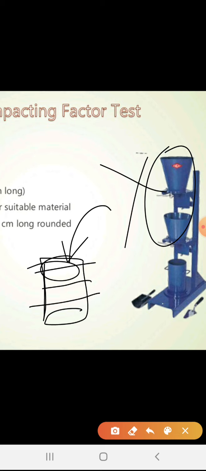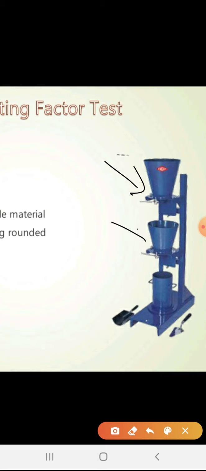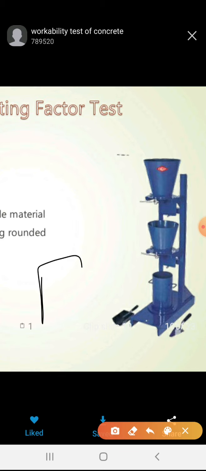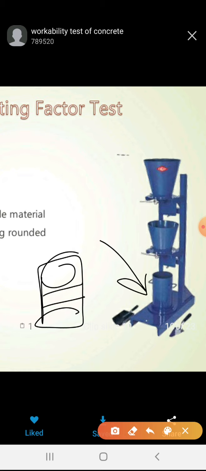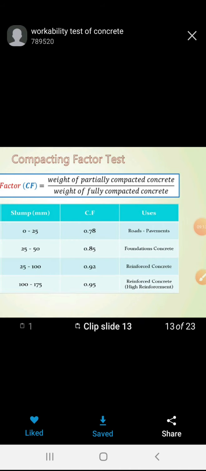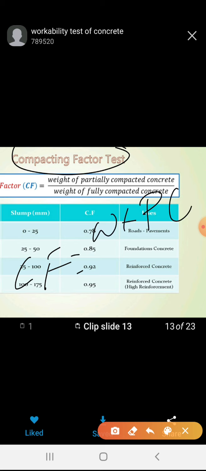In the previous test, compaction was achieved by dropping the concrete from a higher elevation to a lower elevation, and the height is fixed. In the second trial we are filling the concrete in the same mold in three layers. Now measure the weight of the concrete present in the mold. For determination of compaction factor, the formula is CF equals weight of partially compacted concrete divided by weight of fully compacted concrete.